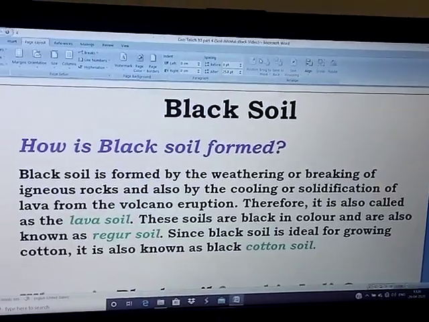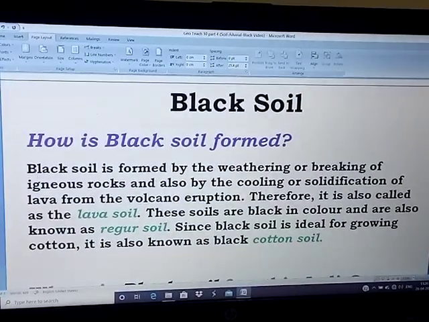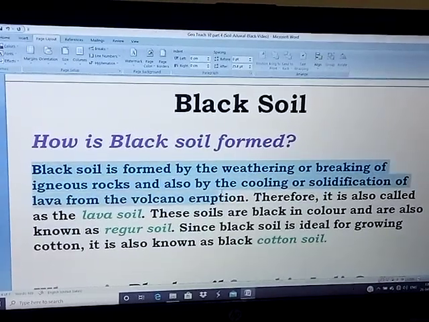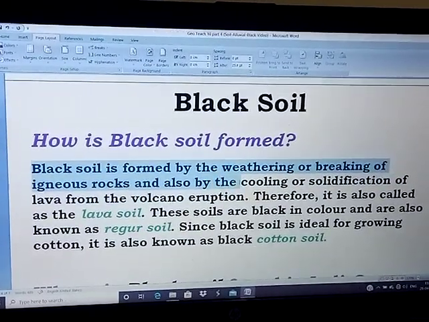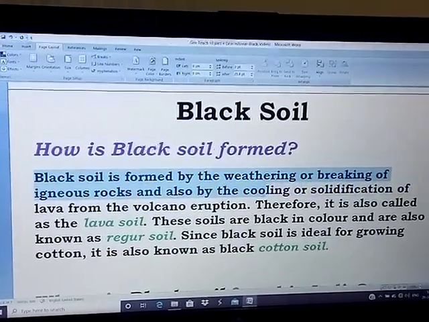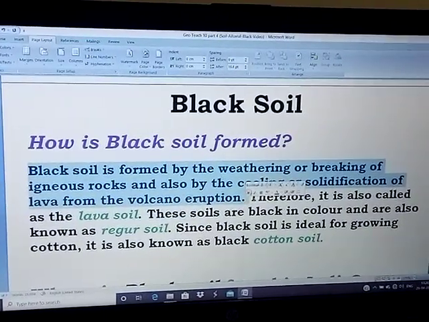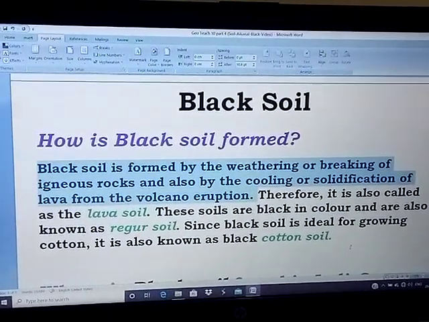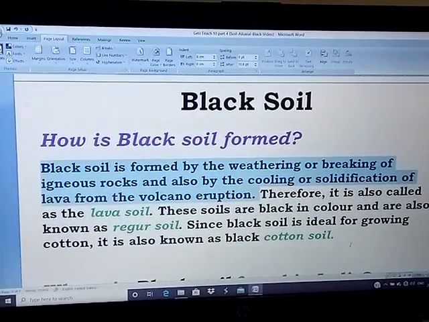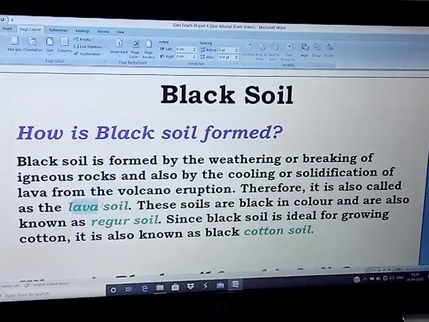We come to the black soil. How is black soil formed? Well, black soil is formed by the weathering or breaking of igneous rocks and also by the cooling and solidification of the lava from volcanic eruptions. That means wherever there were volcanoes, the volcanoes gave rise to the black soil. Therefore, it is also called the lava soil.